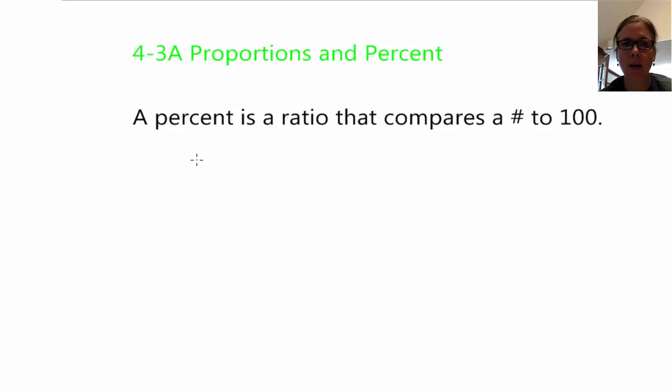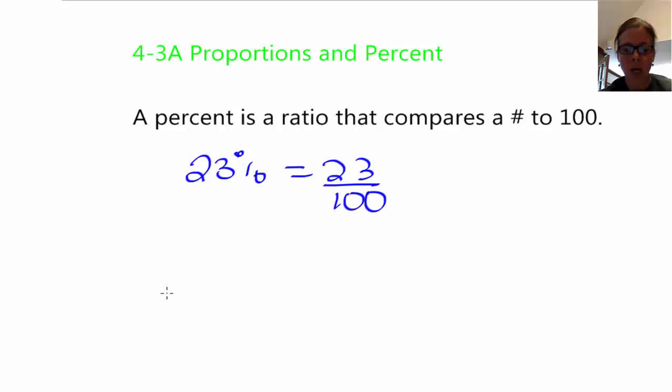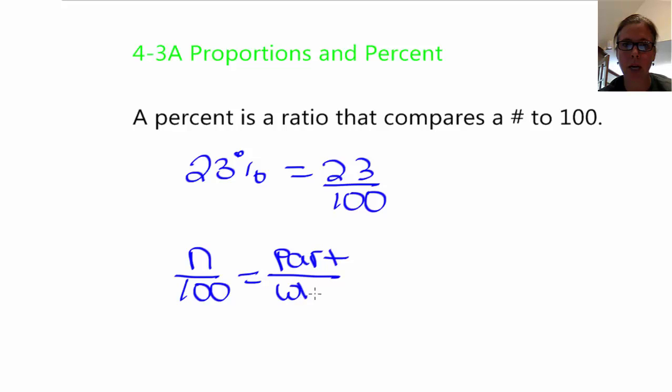Okay, so if you have 23%, you could write that as 23 over 100. Okay, so if we're going to solve a percent with a proportion, you're always going to put n over 100 equals part over whole, which we'll do some examples in a minute. Okay, I also like to tell people this is the is over of, okay, which I'll explain here in a minute when we do some examples.